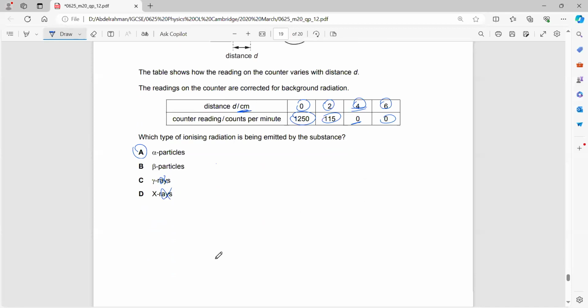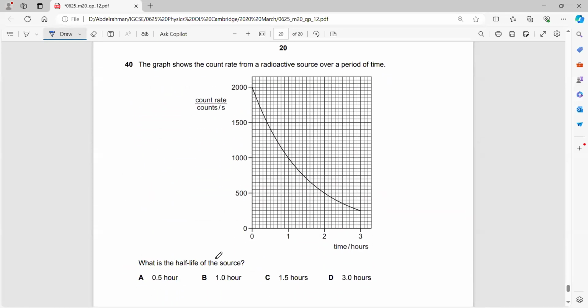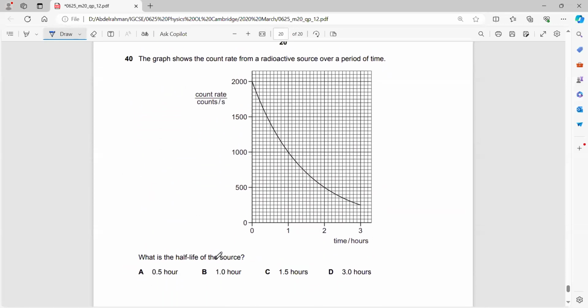Alpha particles. Last question: what's the half-life of the source? How can we find the half-life? We take the initial number and divide by 2. 2,000 divided by 2 would be 1,000. From the graph, 1,000 would be 1 hour.